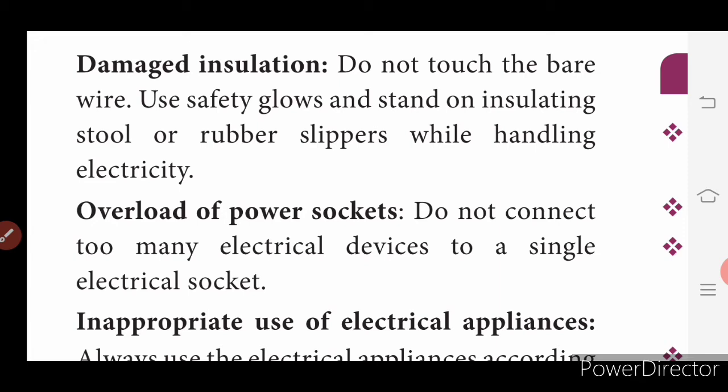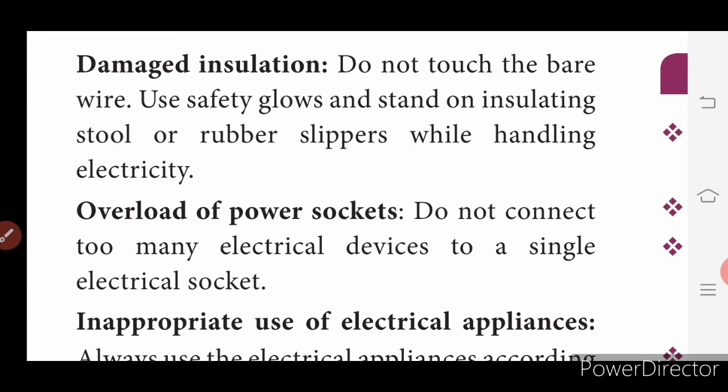Do not touch the bare wire. What is a bare wire? Have you noticed the wire connection at your home? Please make a note of it. You have copper wires, very small thin wires, which are insulated by a plastic layer. Bare wire means only copper is seen, without the plastic insulation. Please don't touch the copper wire, because current will be flowing in that wire, so you will receive a shock.